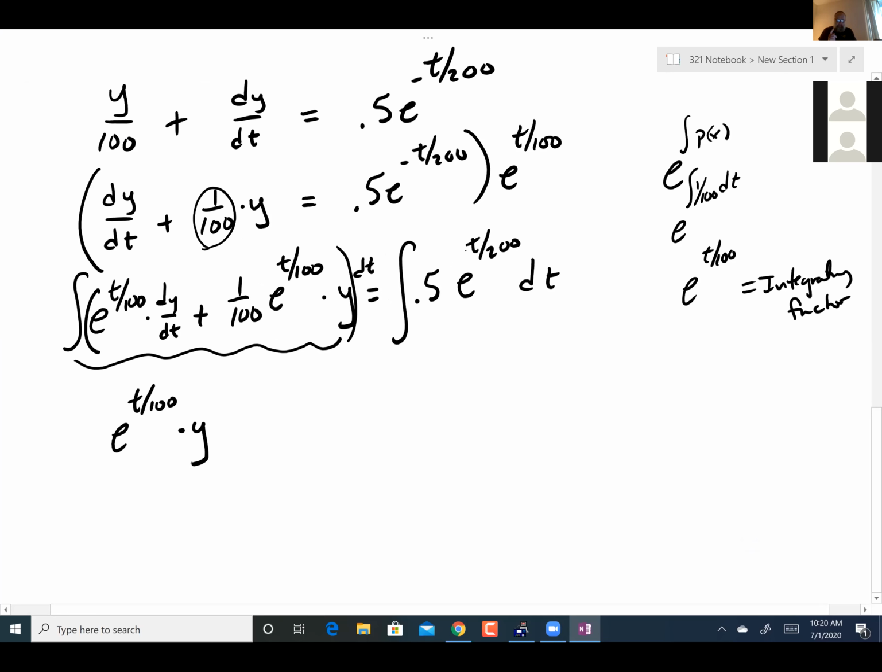Every single time, don't even think about it. It is the integrating factor times y. Every time. Think about that. If this is e to the t over 100, what's the derivative of e to the t over 100? It's this piece right here, times y. And what's the derivative of y? It's dy/dt times the other function. That is the whole point of that.